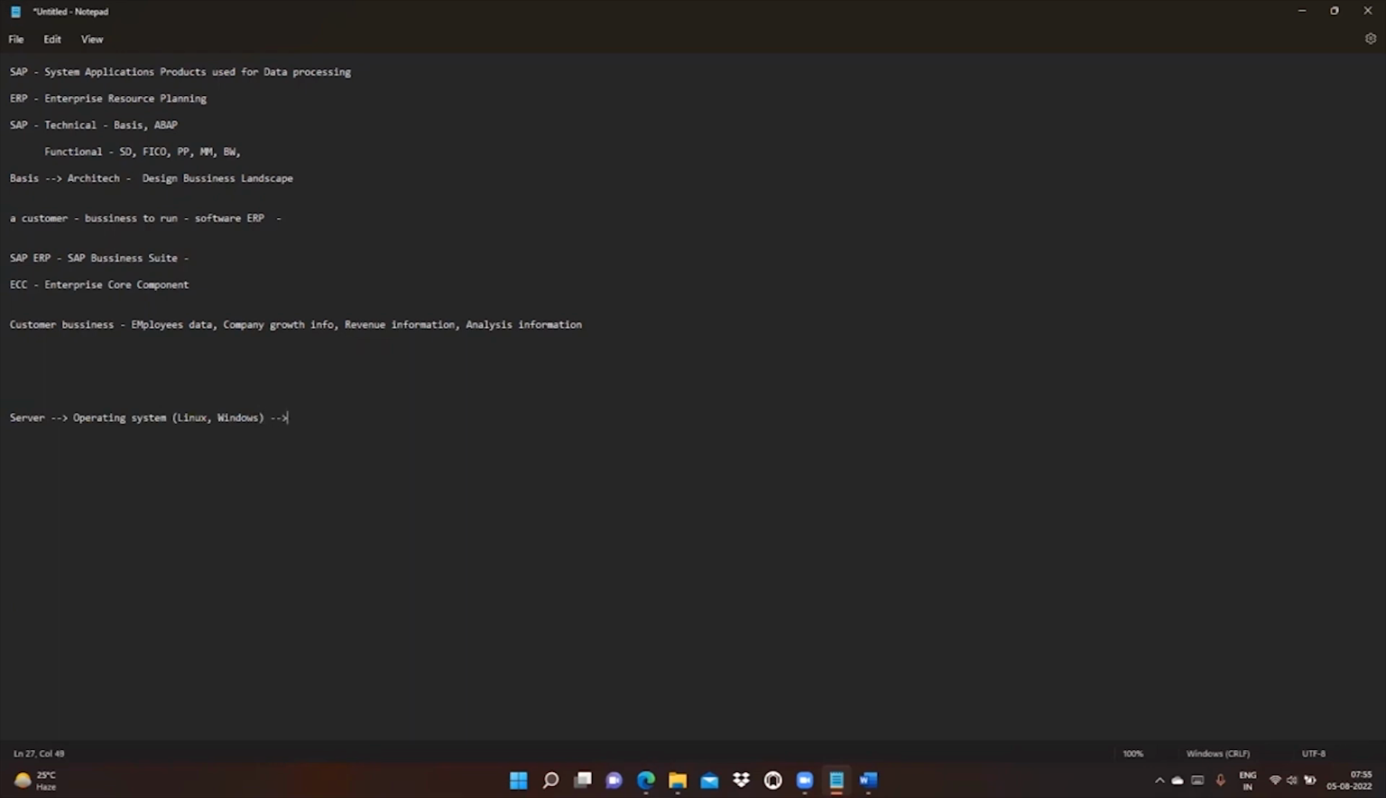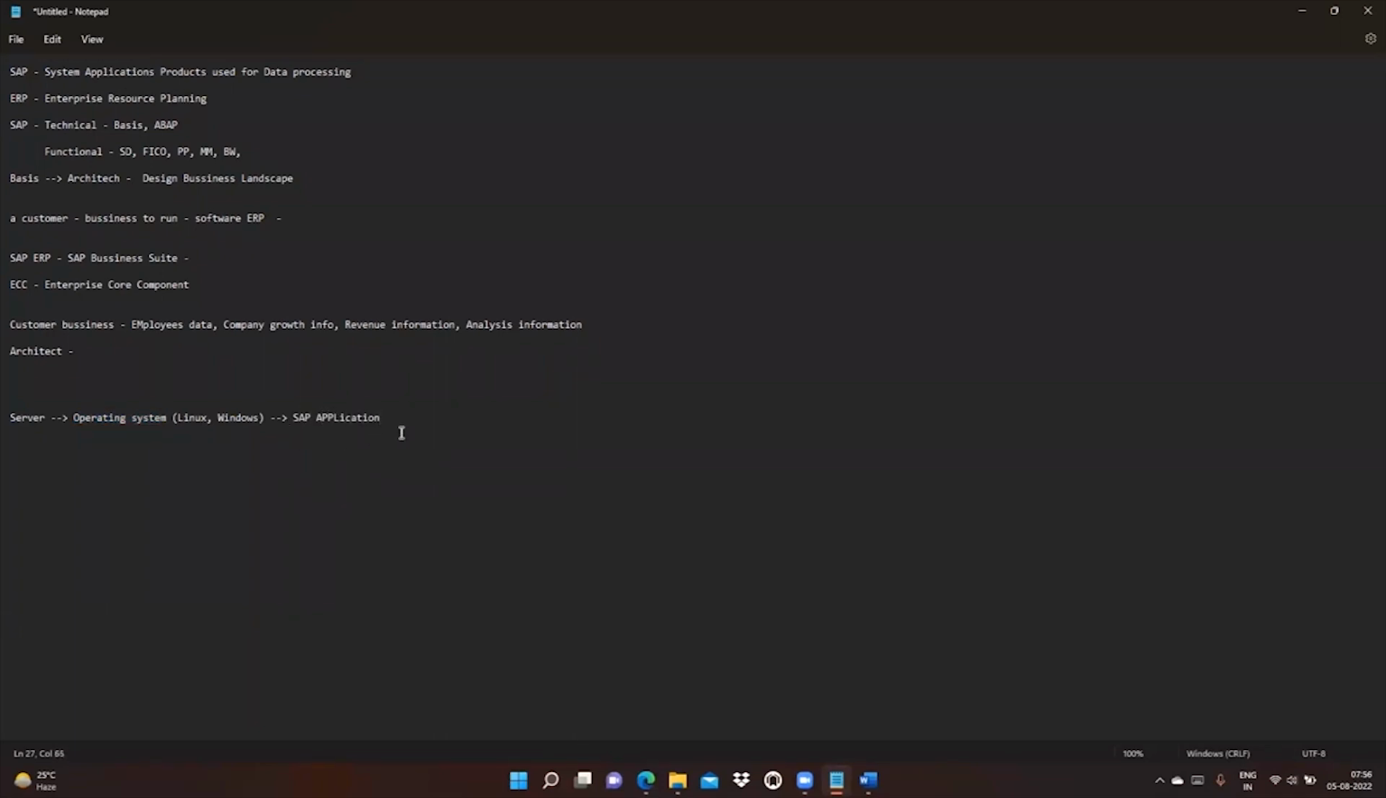Customer means the one who is running the business. The decision will be with the customer, and the designing part will be with the architect. Based on the customer's given requirements, the architect will design the business. So in general, we'll have a server, on top of which an operating system is installed, on top of which an SAP application is installed.